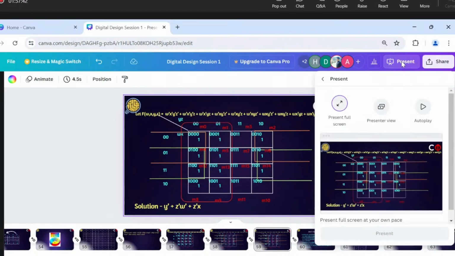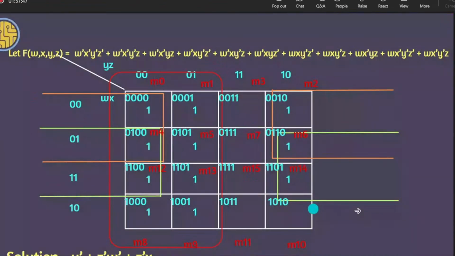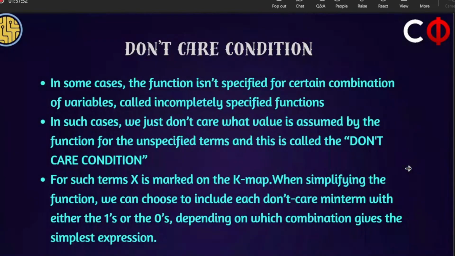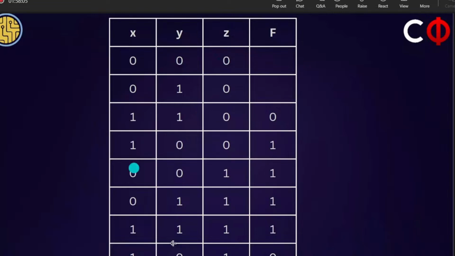That sounds weird, don't care in K-maps, but it's actually nothing. It's just a repetition of the same thing with certain small changes. So what it means is that in some cases the function is not specified for certain combinations of variables. Incompletely specified functions give rise to don't care conditions. So what do we mean by that? Let's say I'm going back to 3 variables because it's much easier to explain. Let's say for these two combinations of x, y, and z, the function does not have any value. That's why we say this function is incompletely specified.